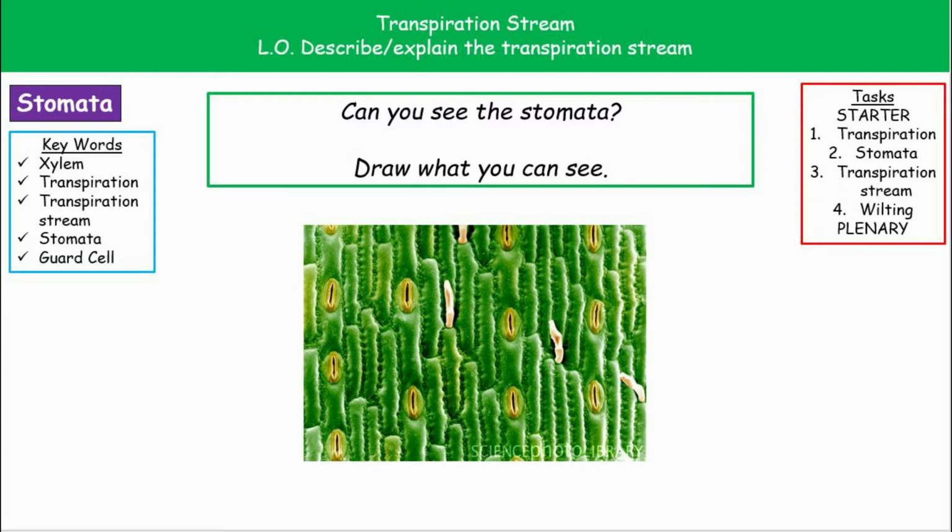So what I'd like you to do, using this microscope image that we've got on the screen, is just draw a little sketch of a small section. You don't have to draw the whole thing, just a small section that has at least one of the stomata in there, and label it for me. So I'll give you a couple of minutes to do that.